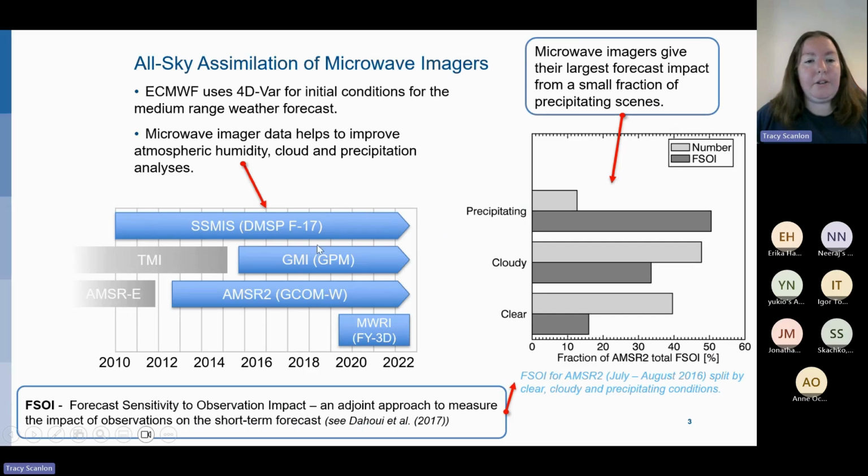At the moment, we assimilate three sensors, SSMIS from F17, GMI and AMSR2, and in the near future we will start assimilating SSMIS from F18. We assimilate these under what we call all sky conditions, so this means clear plus cloudy conditions. We can see from this impact graph that for a small amount of precipitating scenes, we actually see a very large impact on the system. This is a measure of how sensitive the forecast is to these particular observations, and this is for AMSR2. So it's really important, these all sky observations and using these at ECMWF.